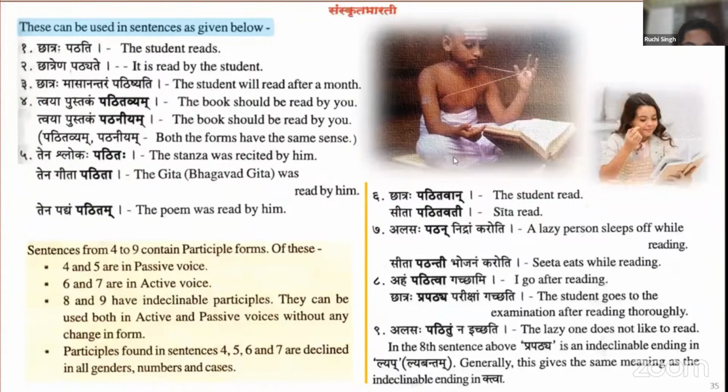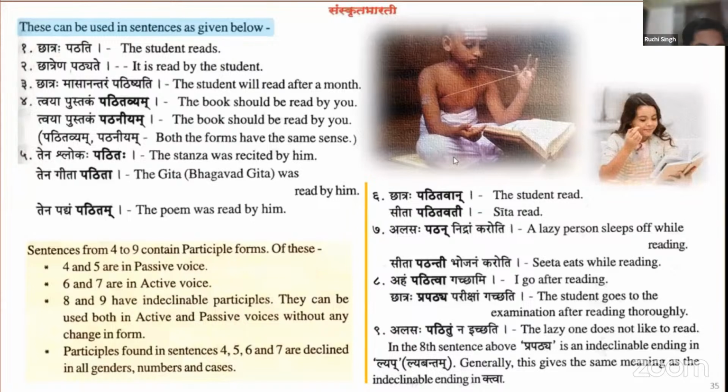Sentences from 4 to 9 contain participle forms of these. 4 and 5 are in passive voice. 6 and 7 are in active voice. Yes, 6 and 7: Chhatra Patitvan and Alsa Patham Nidram Kauti. It's in active voice.